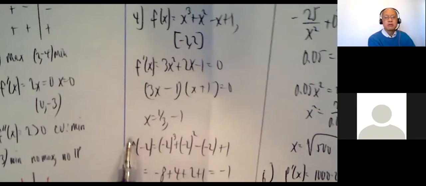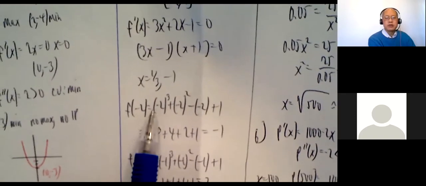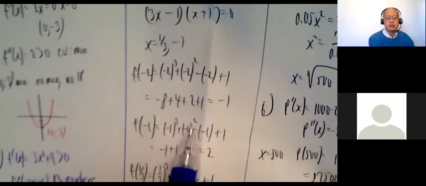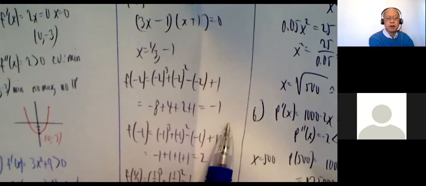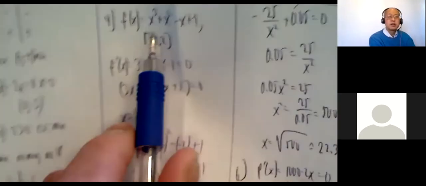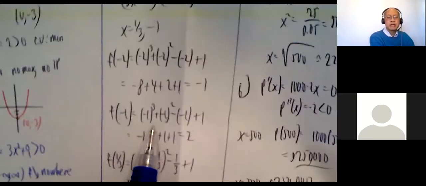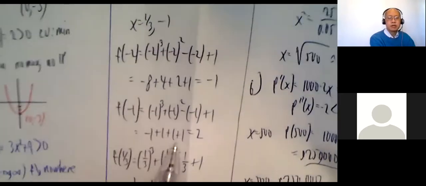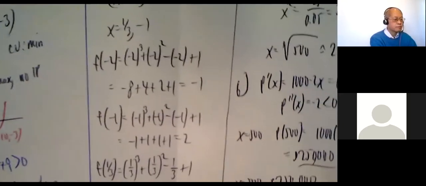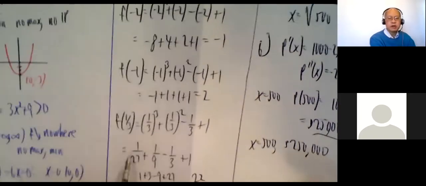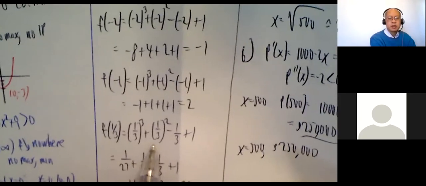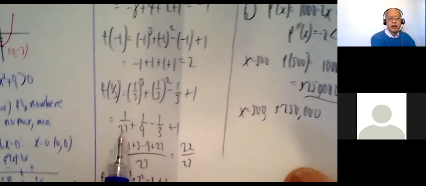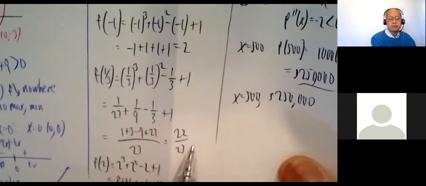F of -2, plug in -2 into the original: -2 cubed plus -2 squared minus a -2 plus 1. That's -8 plus 4 plus 2 plus 1, -1. Plug in -1 to here: -1 cubed plus -1 squared minus a -1 plus 1, -1 plus 1 plus 1 plus 1, 2. Plug in 1/3: 1/3 cubed plus 1/3 squared minus 1/3 plus 1. Get all these weird fractions. 22 over 27. You can do the arithmetic.